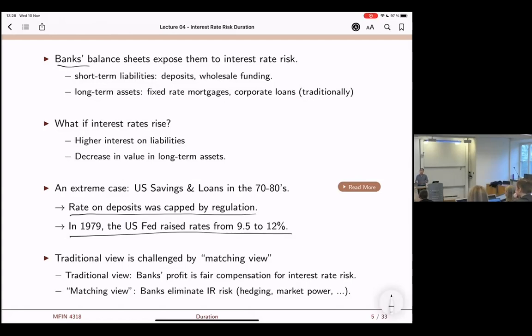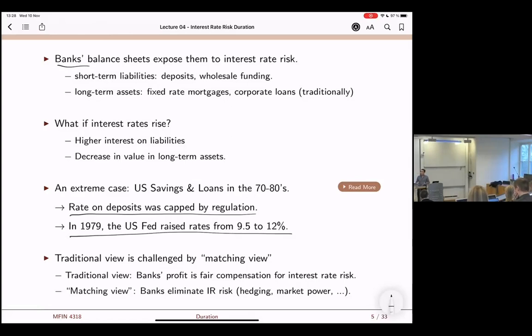So what did we learn? Well, central banks are supposed to fight inflation. How do they do that? They increase the rates, right? Now, from a monetary policy point of view, that was perfectly justified, but that was pretty bad news for the Savings and Loans Association. So they had these fixed rate assets on the asset side of the balance sheet. So the value of that went down, just like in the example I showed you. And the interest rate increased.